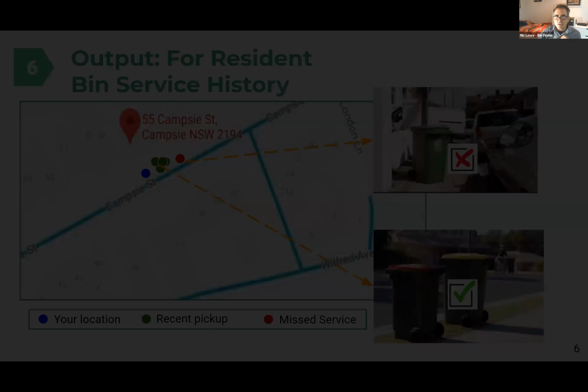For the administrator, you can see lots of really interesting things. You can see where the contaminated bins are. You can see where the missed services are. You can see who's registering their bins, and you can see where the unregistered bins are.